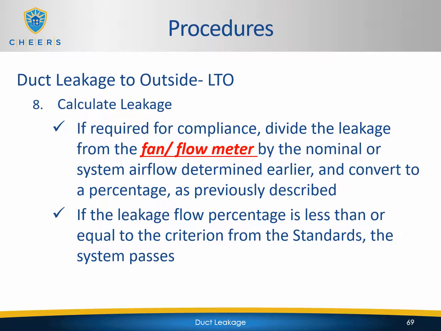Now, if the compliance does require you to convert it to a percentage for the pass-fail criteria, you can still divide the leakage from the fan flow meter by the nominal or system airflow that we determined earlier and convert it to a percentage as previously described. If that leakage flow percentage is less than or equal to the criterion from table 3.1-2, the system will pass.